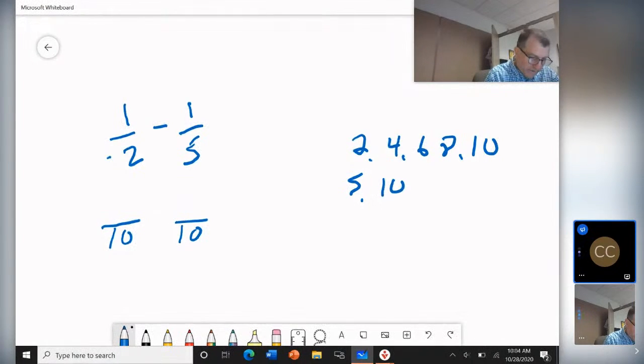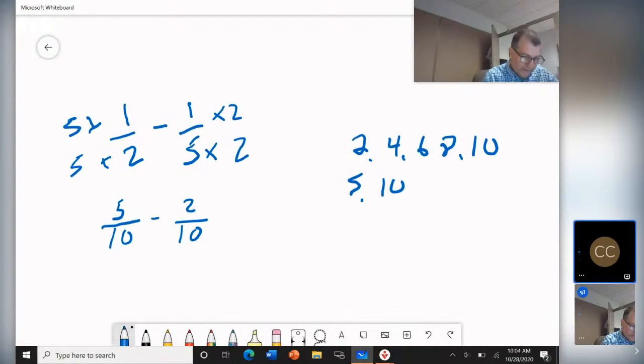Okay. So 2 times what equals 10? That's going to be 5. So if we multiply the bottom times 5, we multiply the top times 5. And then we do 5 times what equals 10? That's 2. So if we multiply that, that's going to be 2. So now we have 5 tenths minus 2 tenths. And we're going to get 3 tenths. Okay. So basically, as you see, adding and subtracting, when you don't have common denominators, it's exactly the same.